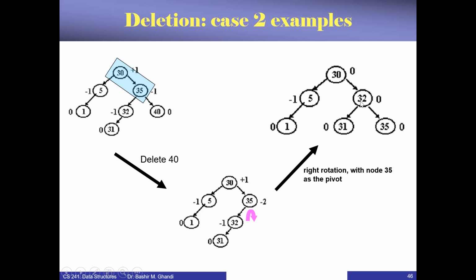After this, you still have to check what is the balance factor of 30. Luckily for us, the balance factor of 30 is now even better. It was +1 before, now it is 0. So we are done.